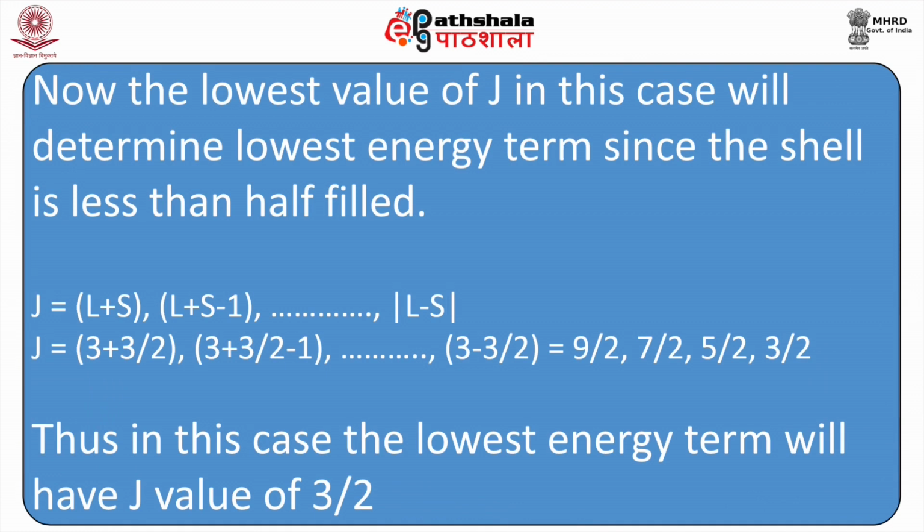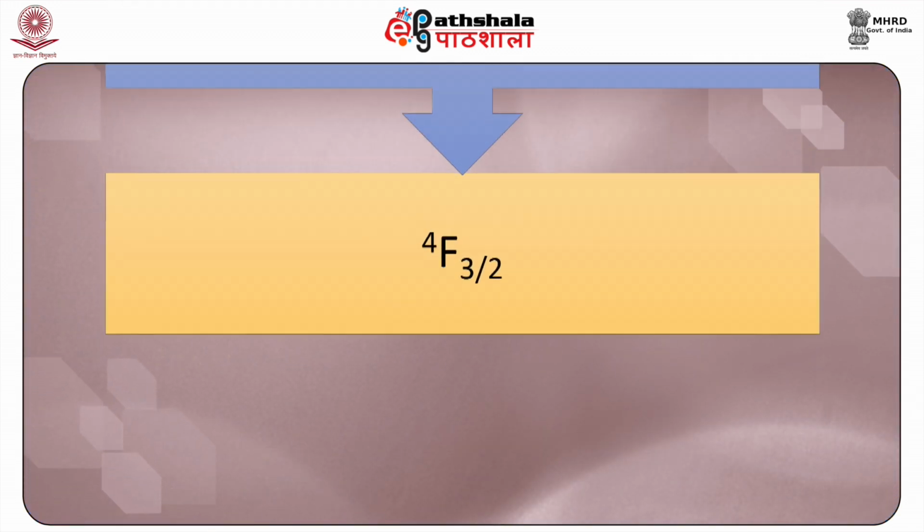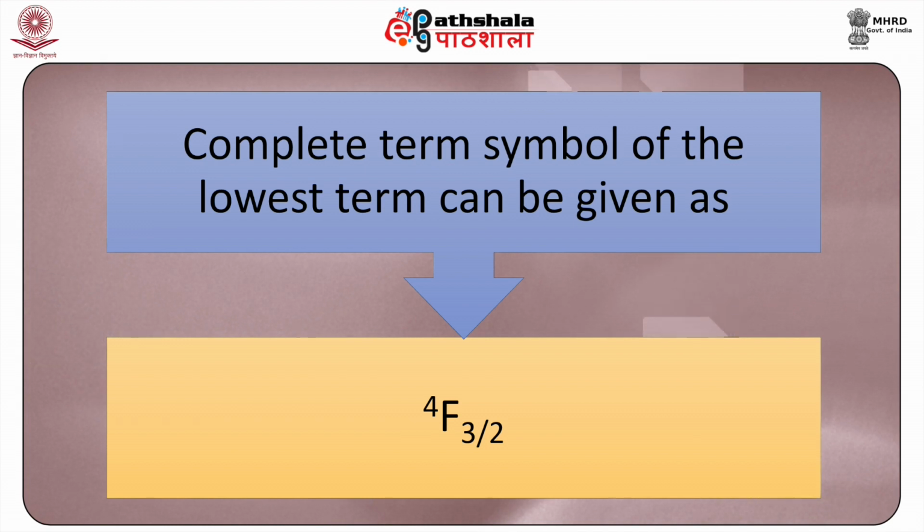Now, the lowest value of J in this case will determine the lowest energy term since the shell is less than half filled. Therefore, the values of J will be 9 by 2, 7 by 2, 5 by 2, 3 by 2. In this case, the lowest energy term will be the J value of 3 by 2. Therefore, the complete term symbol of the lowest term can now be depicted as quartet F 3 by 2.